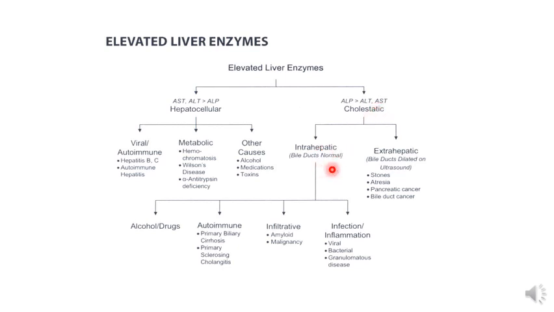So the intrahepatic bile duct may be obstructed, or the extrahepatic duct here is dilated, checked by ultrasound, due to stone, atresia, pancreatic cancer, cyst, or bile duct carcinoma. Cases of intrahepatic cholestasis include infection, viral, bacterial, and granulomatous disease, infiltrative disease like malignancy and amyloidosis, autoimmune causes like primary biliary cirrhosis or primary sclerosing cholangitis, and alcohol and drug intake.